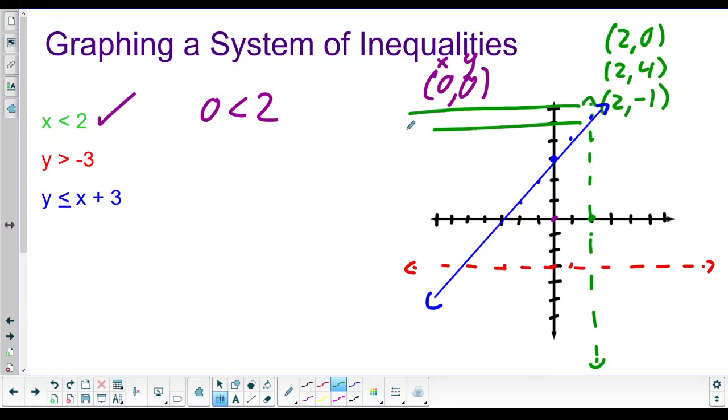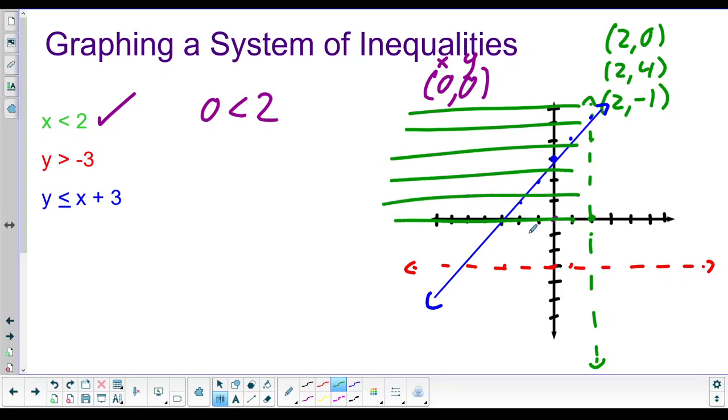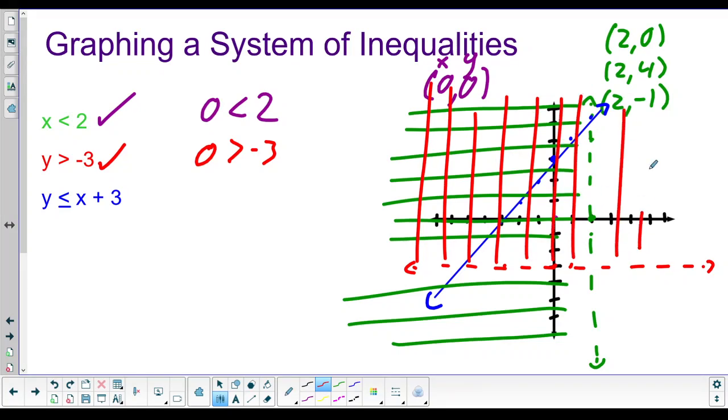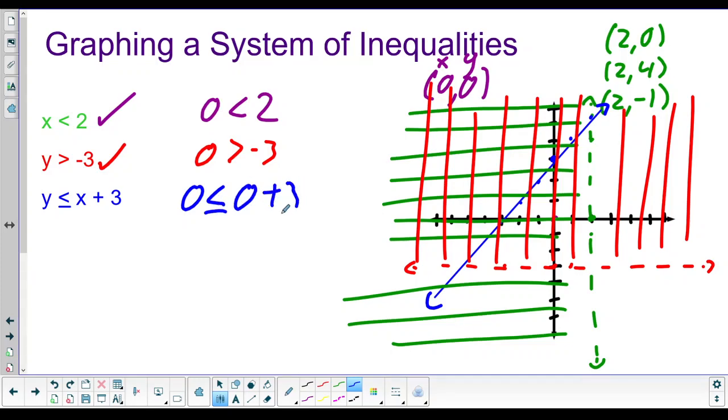I'm going to shade the whole thing just to really make a point here later. Okay, so it's got to be that way from the green line. Let's try out our red line here. y is 0, so 0 is greater than -3. That's also true. So that means I'm shading from this red line in the direction of that test point. So it's going to go this way. Okay. Now we'll plug in (0, 0) for this one. So 0 is less than or equal to 0 plus 3. So this is 0 is less than or equal to 3. That's true also. So I'm going to shade this direction from my blue line.